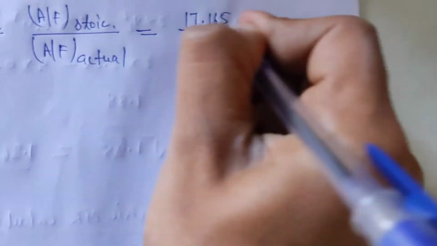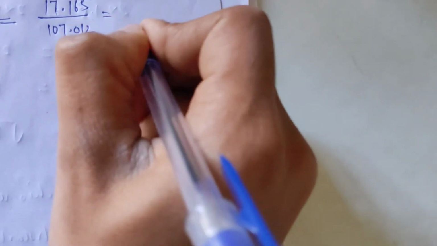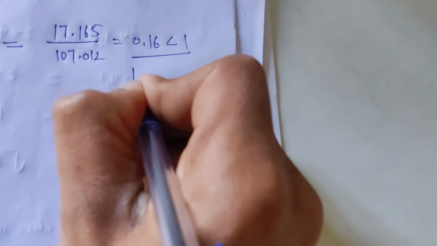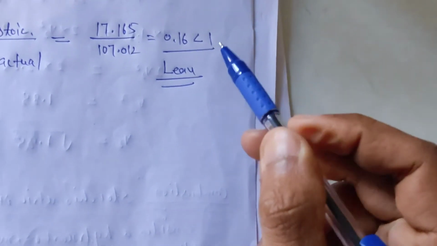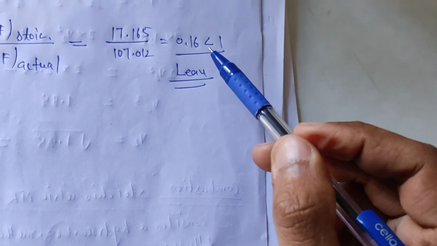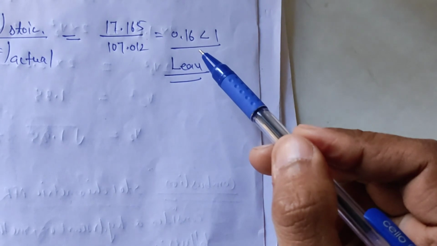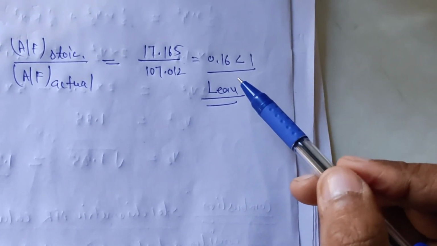So it is 17.165 upon the actual air fuel ratio, which is 107.012. So it is equal to 0.16, which is lesser than 1. So this air fuel mixture is a lean mixture, because the equivalence ratio is coming lesser than 1. It means the quantity of oxidizer is greater than the stoichiometric quantity of oxidizer.